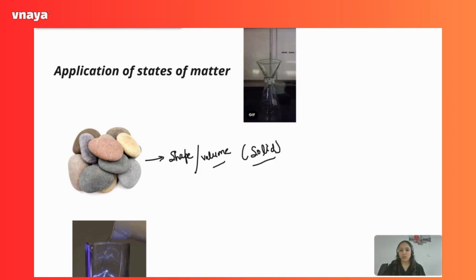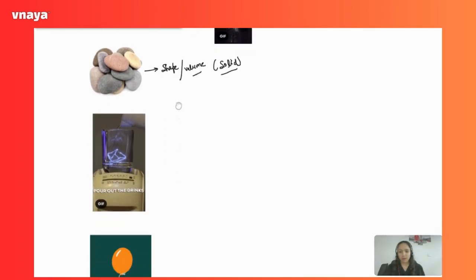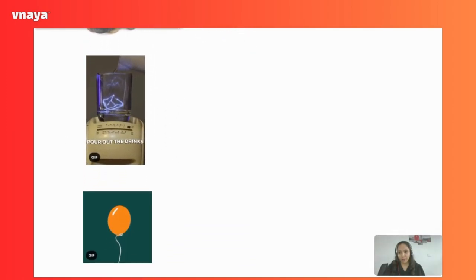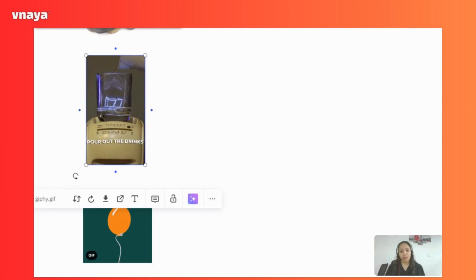Now, let's move on to liquids. So, here we have the next part, which is the liquid. Think about juice, milk, or even the rain. The particles in liquids are very close together but can move around freely, which is why they can flow. This ability to flow makes liquids essential for things like drinking, washing, and cooking as well.